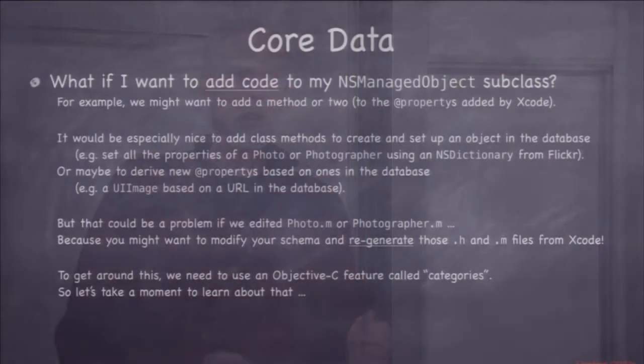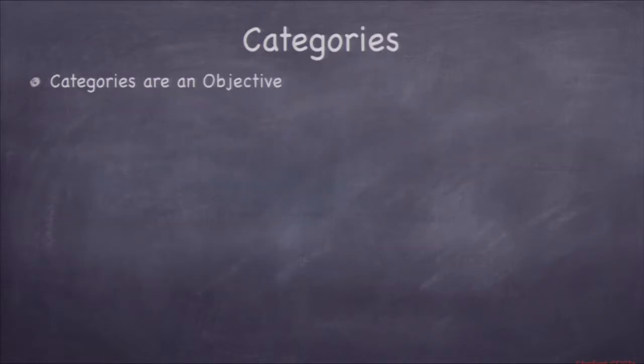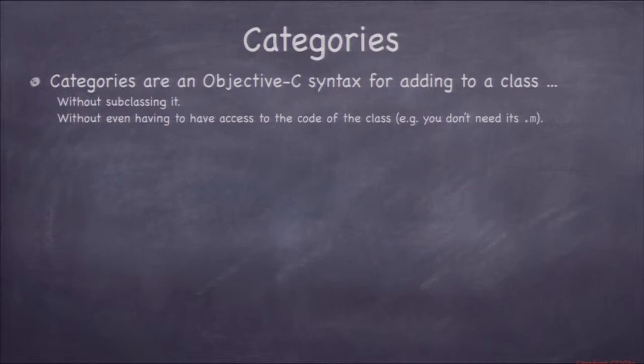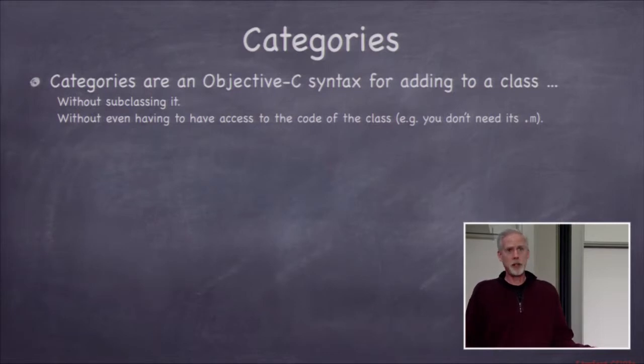All right, so what are we going to do then? Because we want to add methods to photo.m and .h and we want to add methods to photographer.m and .h, but we don't want to have to touch those files. Well, we're going to use a new Objective-C language feature, the last one I'm going to teach you, okay? I think you know them all after this, called categories. Categories let you add a method to a class without subclassing. And you don't even have to have the source for that class that you're adding the method to.